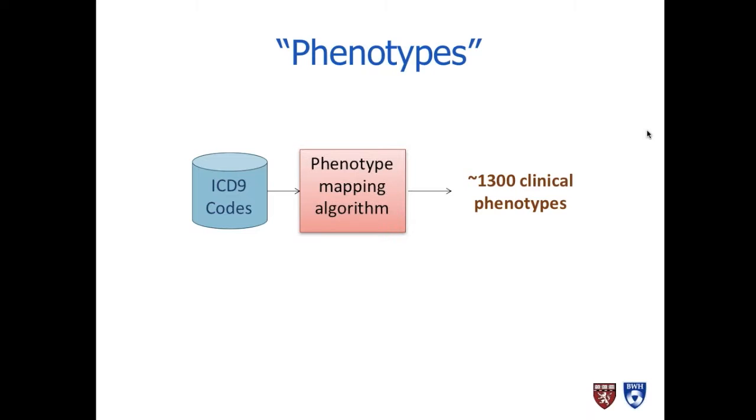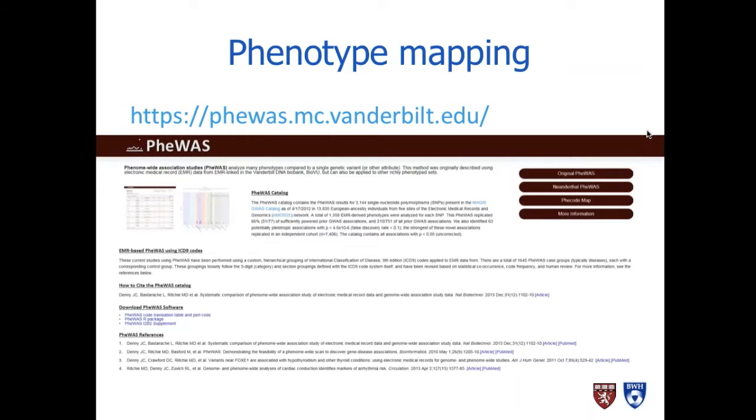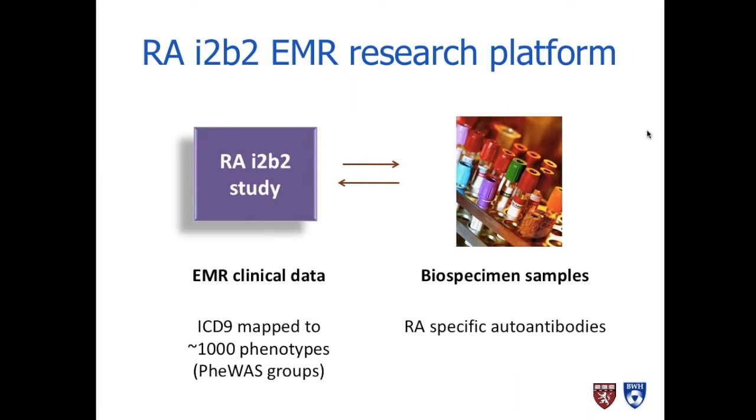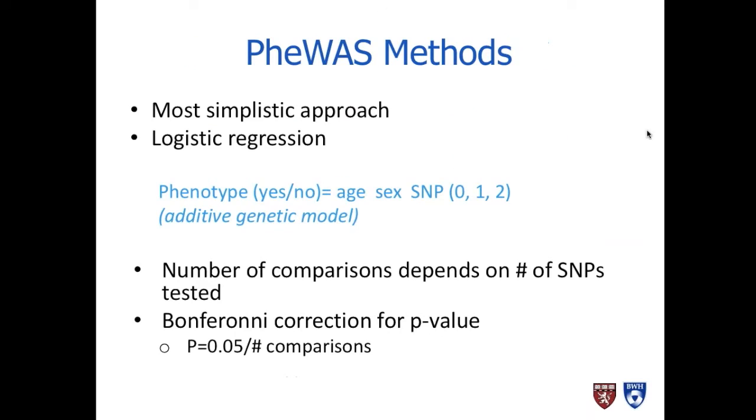And so we went back to our EMR research platform. Now we have the EMR data, with the ICD-9 codes mapped to about 1,000 phenotypes. On the right side, we have our biospecimen samples, and we checked our research autoantibodies on everybody. And so we ran the analysis.